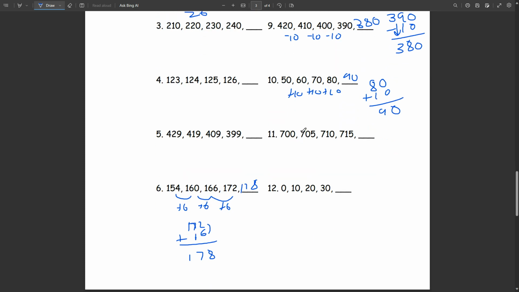700. So we go 700 to 705 to 710 to 715. We can easily see that this goes up by 5 to this one, and then this one goes up by 5. So we know that we're adding 5 every single time. So 715 plus 5. 5 plus 5 equals 10. Drag the 1 up, so 1 plus 1 equals 2. Then drag this 7 down, so we get 720.